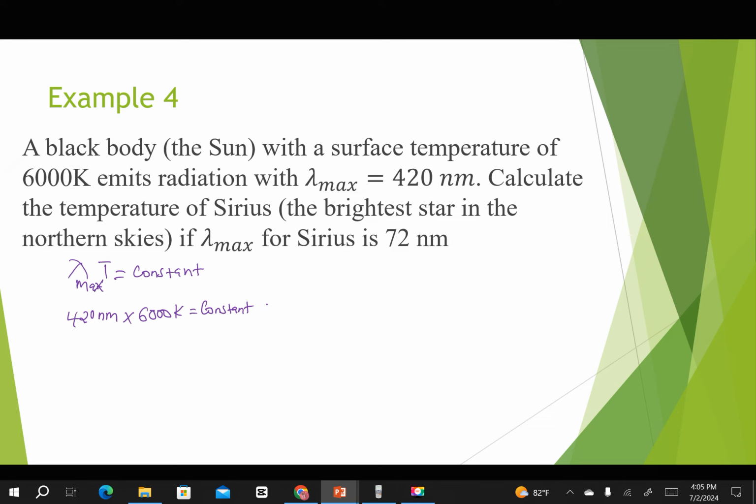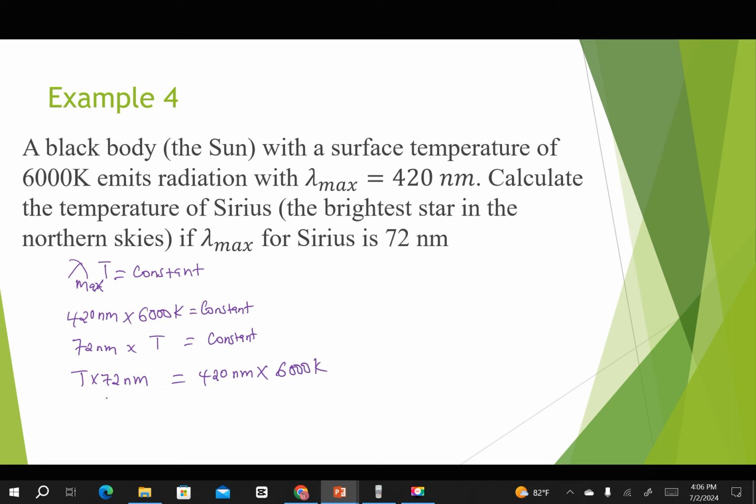Then when you consider Sirius, its wavelength, lambda max, is 72. So I'll say 72 nanometers times the temperature, which is not known, is also equal to the same constant. Because they equal the same constant, I've just equated the two equations. So I'll say T times 72 nanometers should be equal to 420 nanometers times 6000 Kelvin.